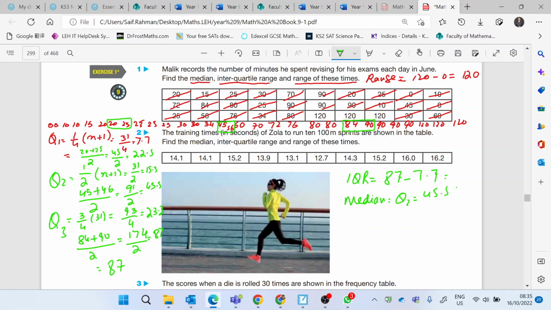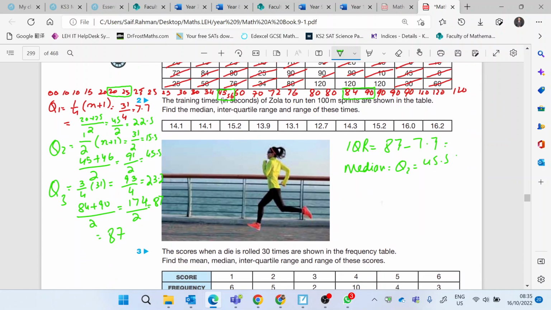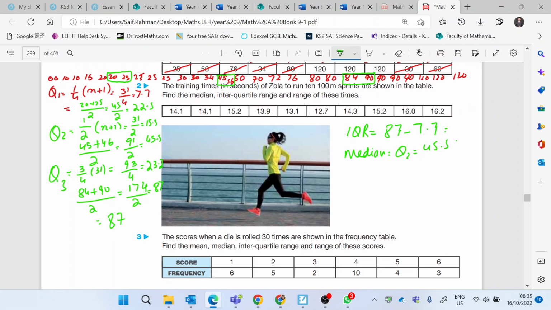So now we just move down to the next question, and here it says the training time in seconds of Zola to run 10 100-meter sprints are shown in the table. Find the median, interquartile range and the range. So here also the time is given. So first you have to write the time in seconds, from the lowest to the highest, right?